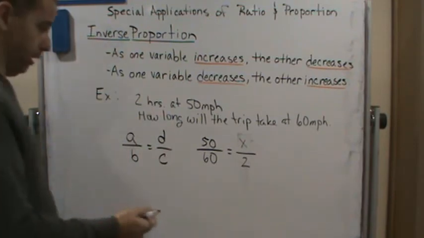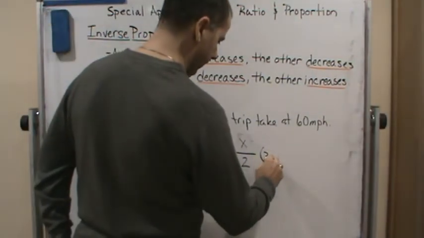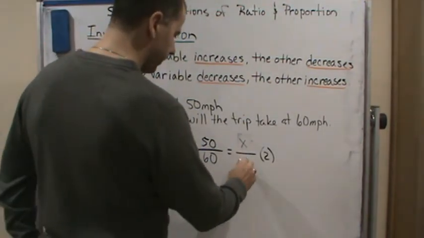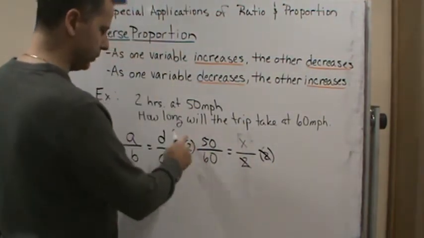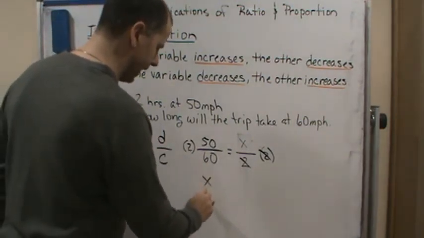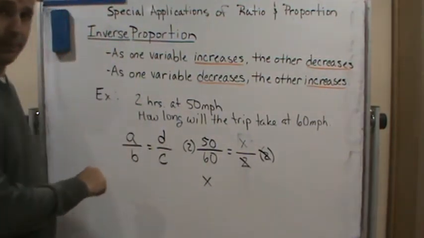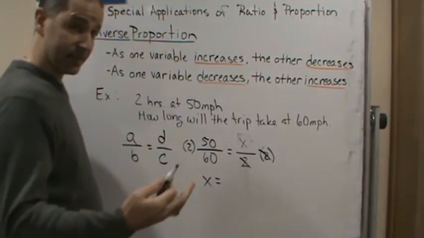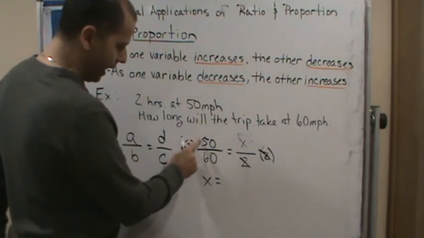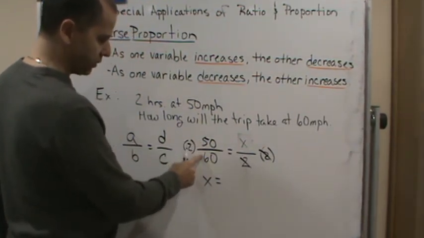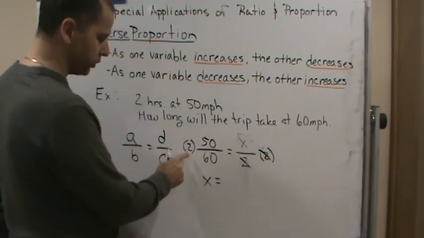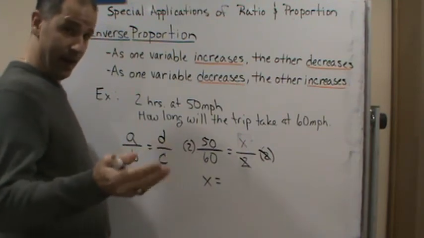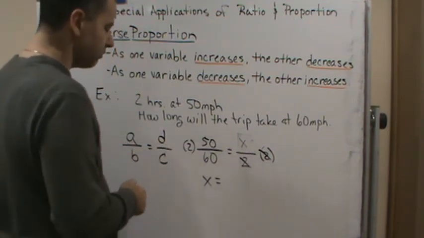Now we can go ahead and solve. I'm going to multiply both sides by 2, and now I get X equals this. Notice that X has to be less than 2 hours, because we're increasing the speed, so it should take less time. This is 5 over 6, which is less than 1, so I know I'm taking a fraction of 2, and this is going to give me a number less than 2. So it passes the gut check.